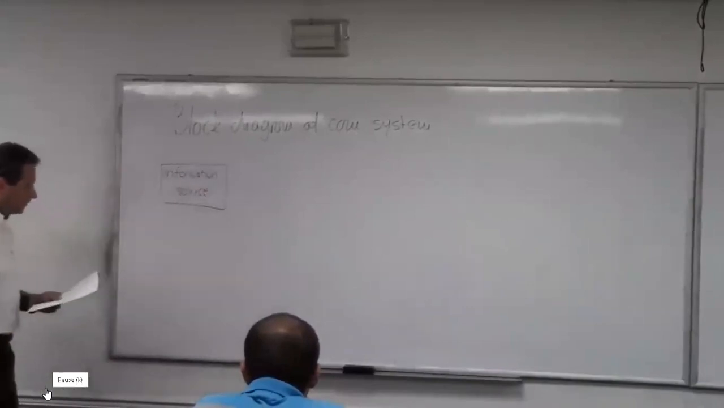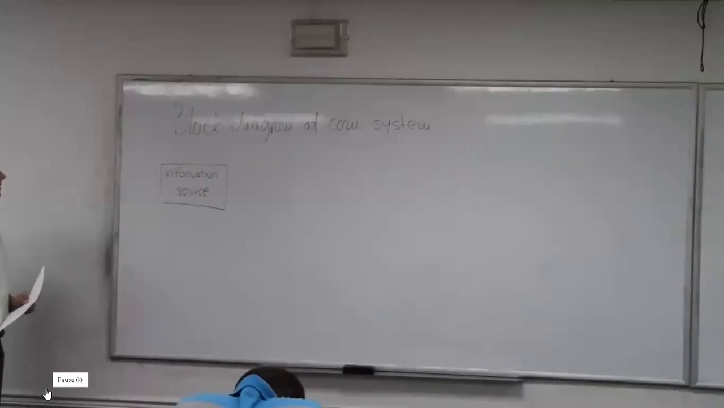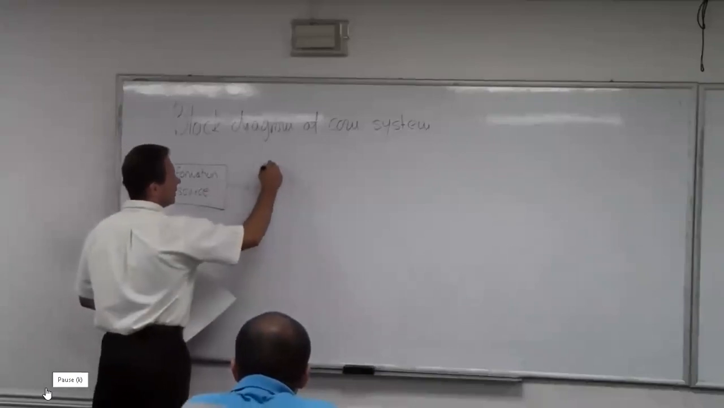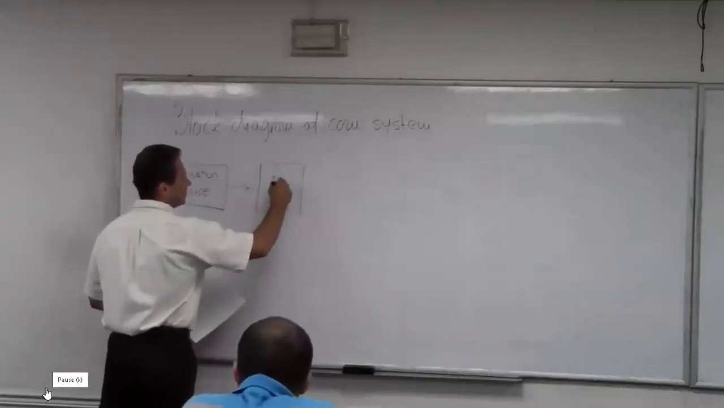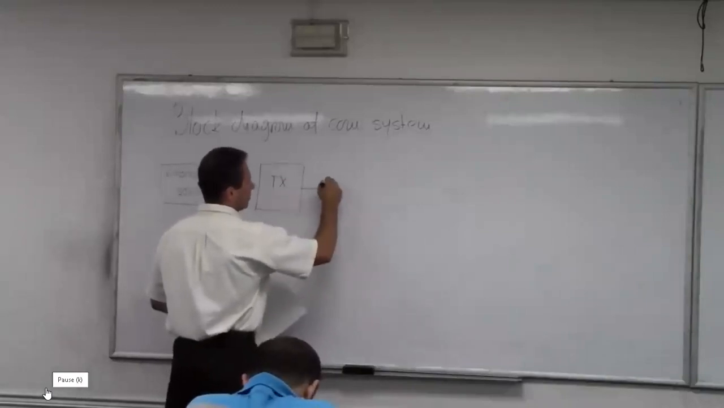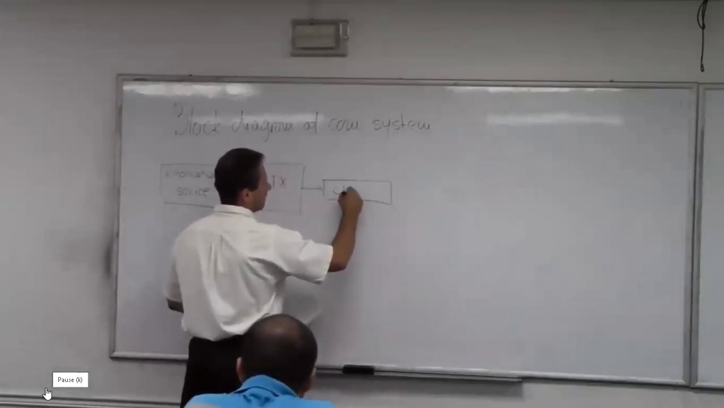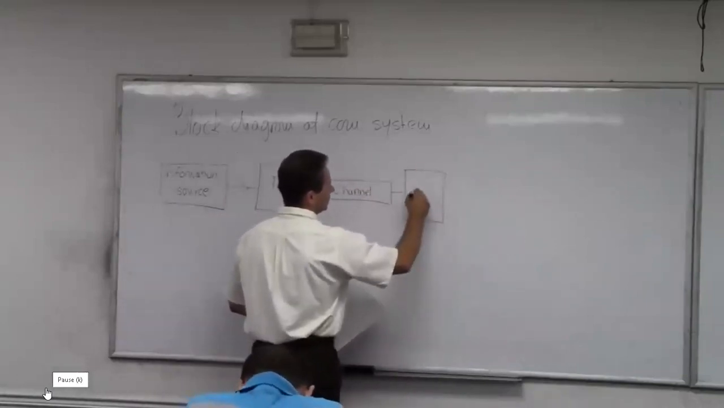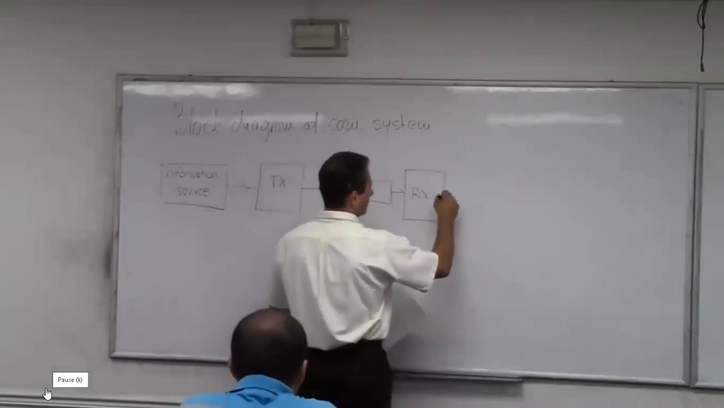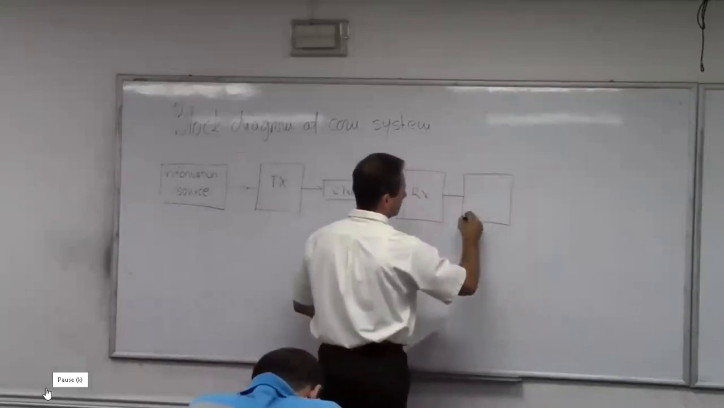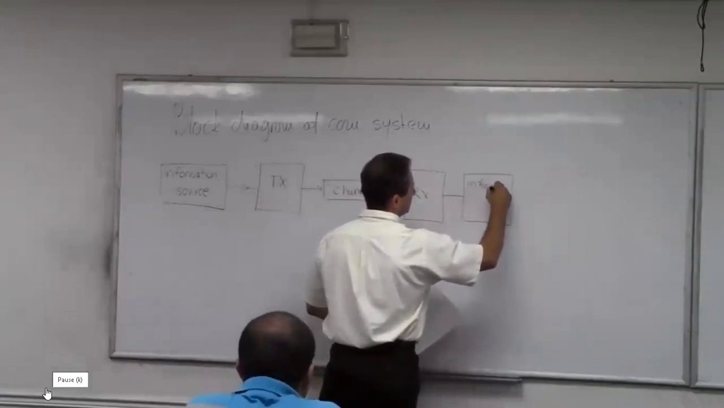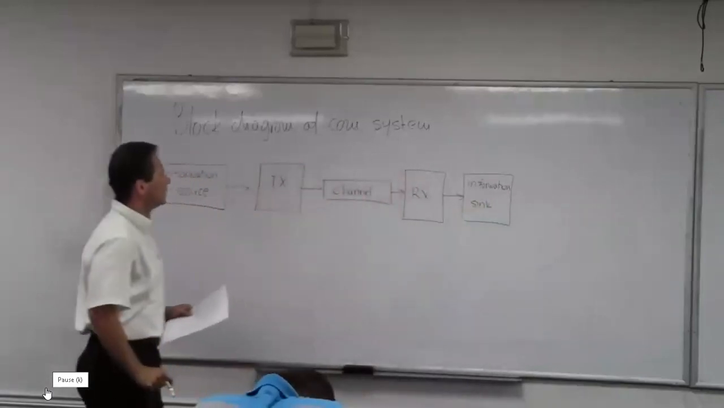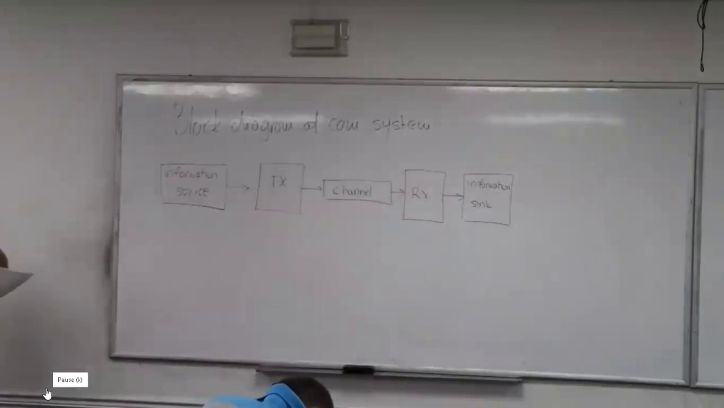So usually you would have some sort of information source. This is the entity that generates information. A good example would be me talking here. And then you have the next block, which is transmitter. Then we have something that we call communication channel. We have what we call receiver here. And then we have information sink. Okay, so that's a block diagram of a general communication system.